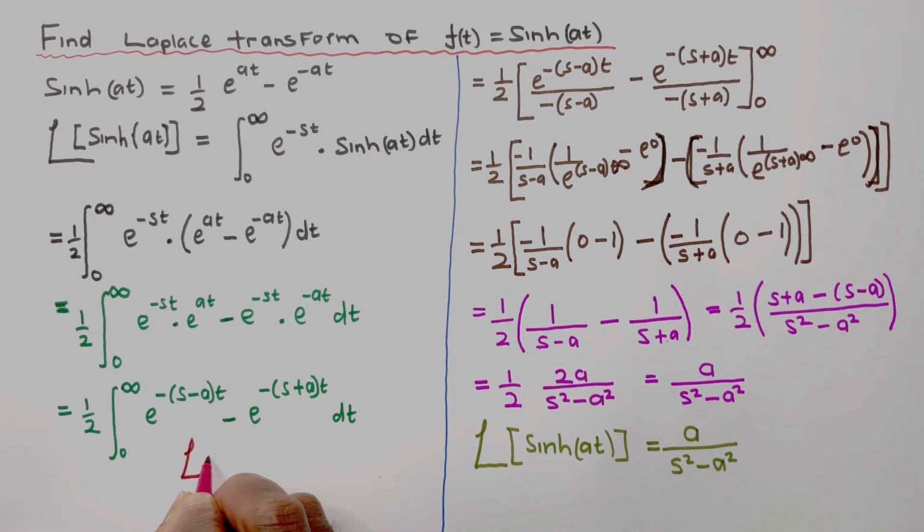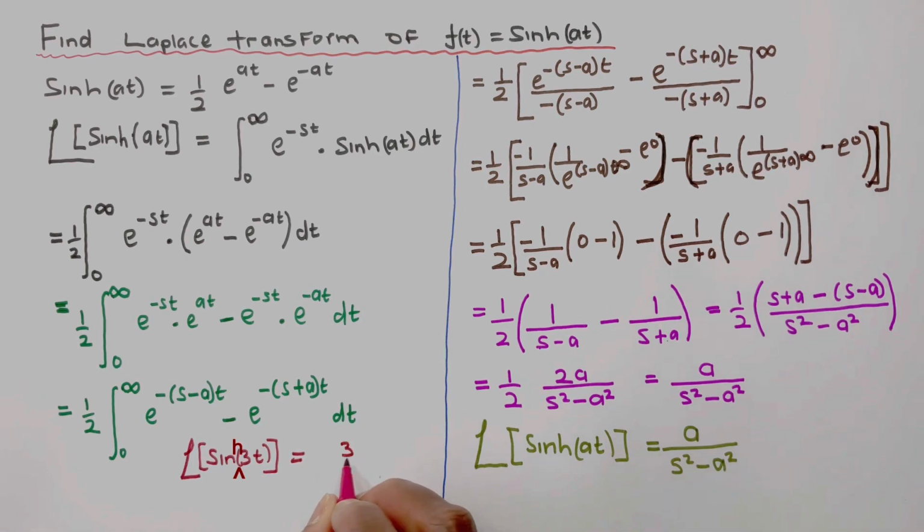Some examples: sin 3t equal to, a is 3, so you do 3 over s squared plus 3 squared, that's 9.